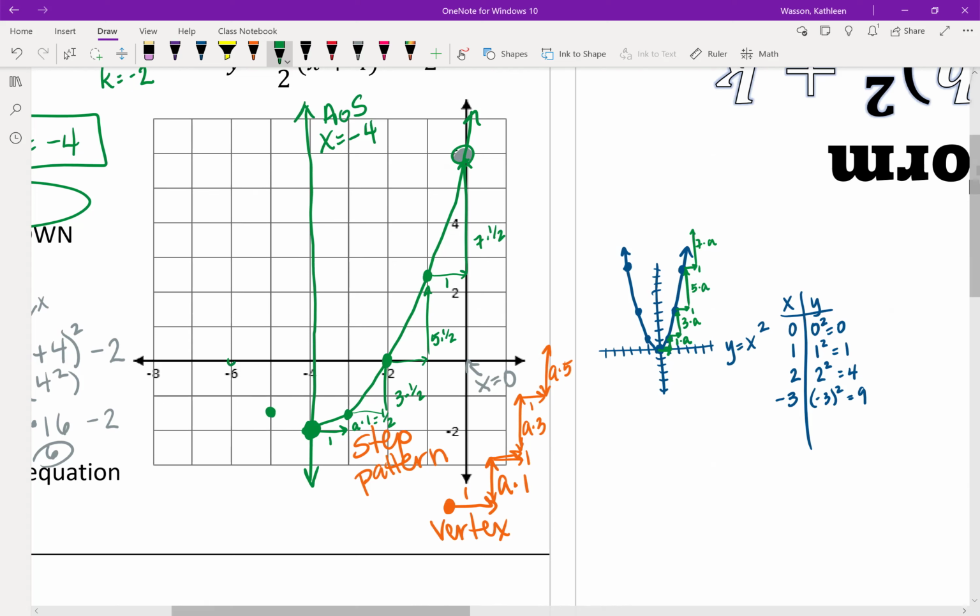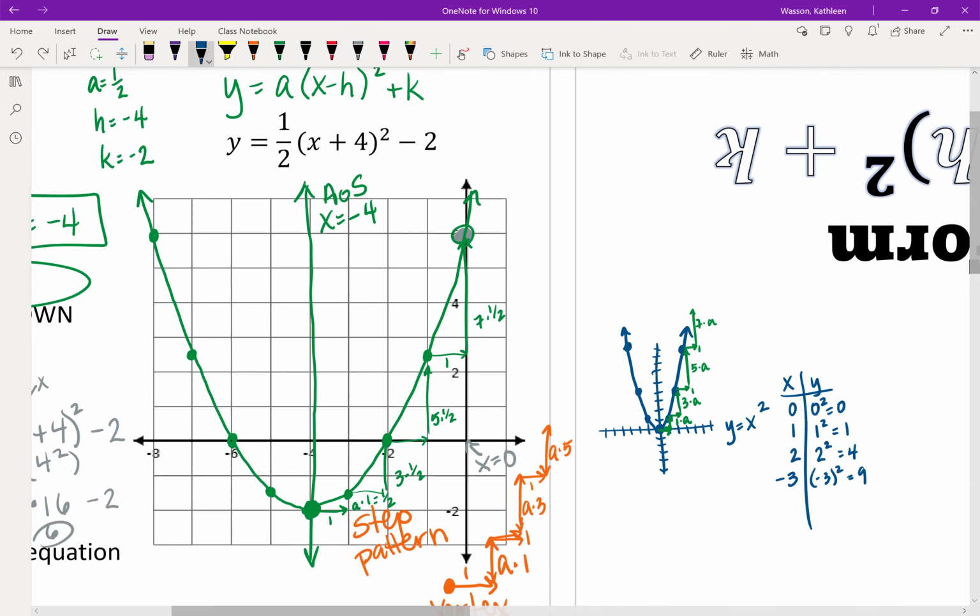So I can put the reflected points on the left side and draw the rest of the curve in. Compared to the original graph, y equals x squared, which is actually over here, this graph is wider, it's compressed. So I have a vertical compression by half.